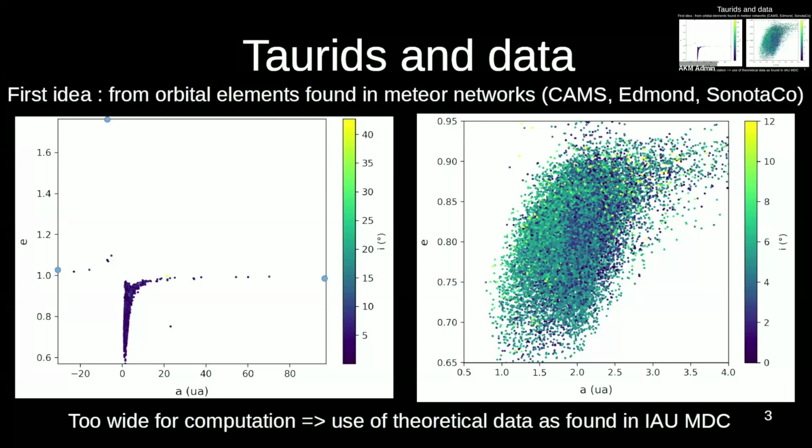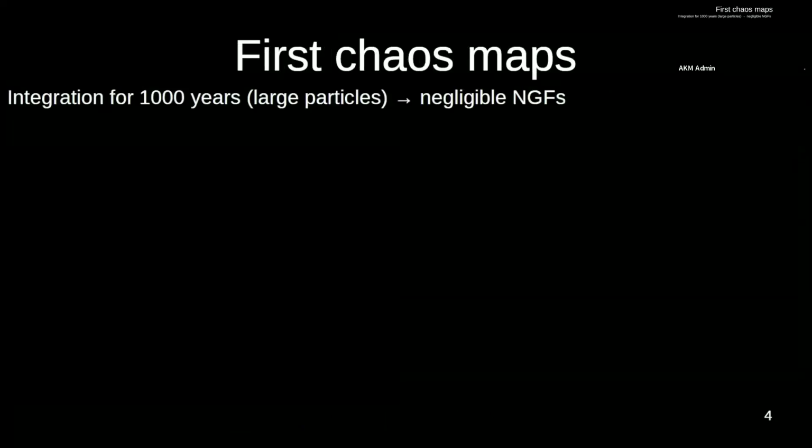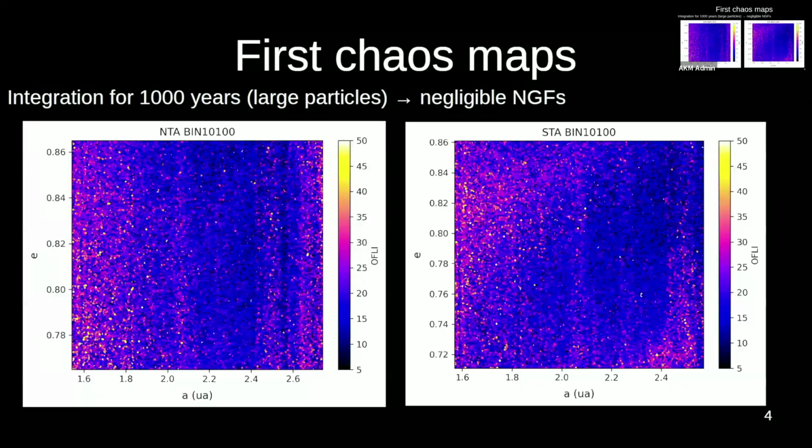So they give the data from the Taurids, and I decided to use those simply and to create initial conditions from there. So what I did was simply to integrate those particles for 1,000 years and to compute the chaos as we go along. I decided to choose the radius of the particles so we could neglect the non-gravitational forces in order to focus only on the gravitational aspects for now. So these are the maps I obtained.